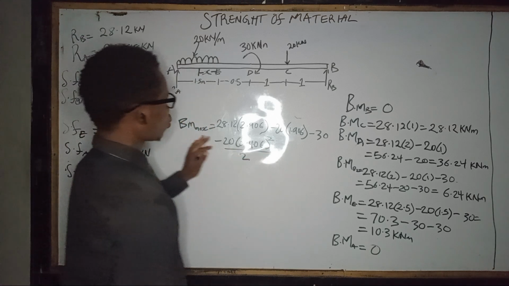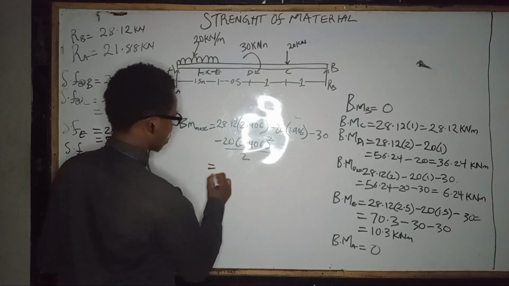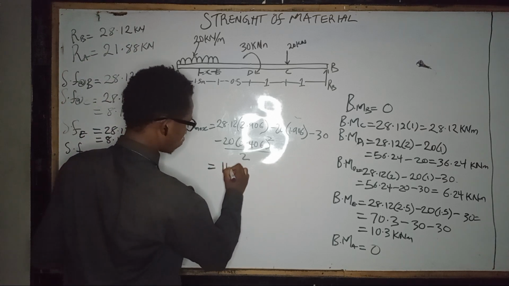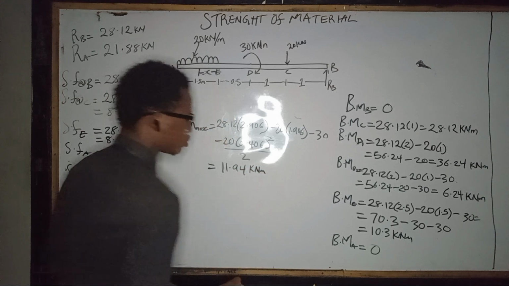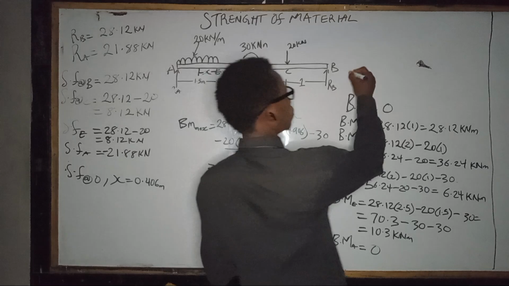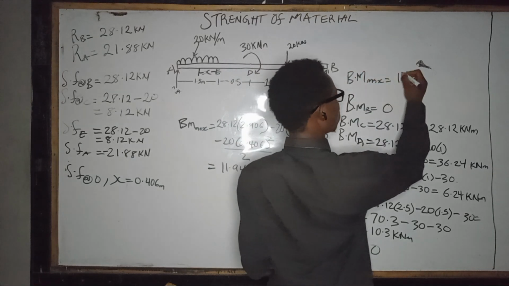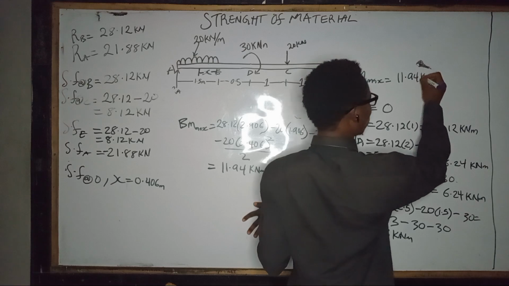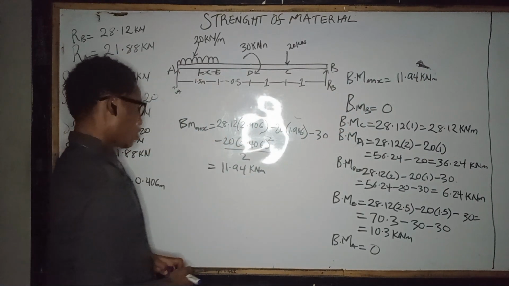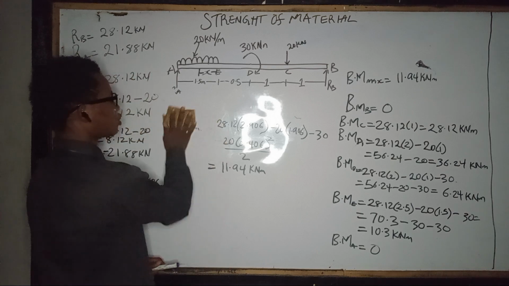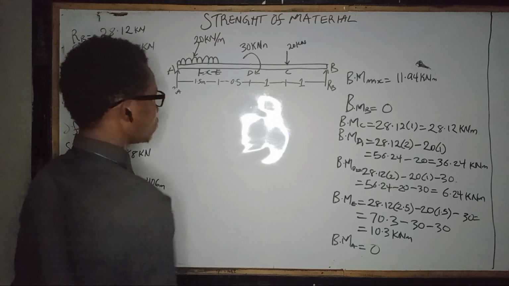So if we sum everything up together, we get our bending moment max as 11.94 kilonewton meter. So at the max of the curve, we have the BM max equal to 11.94 kilonewton meter. So that will be our BM max. Now moving on to our bending moment and shearing force diagrams, which is the main point of all this.